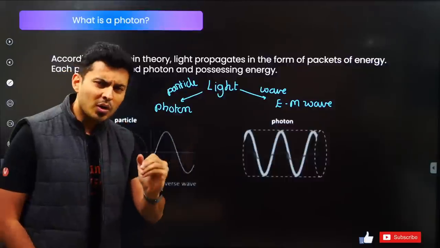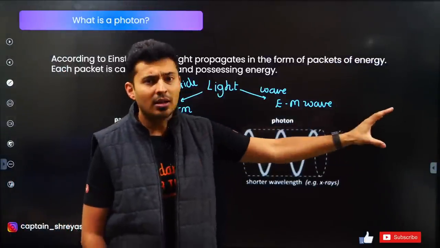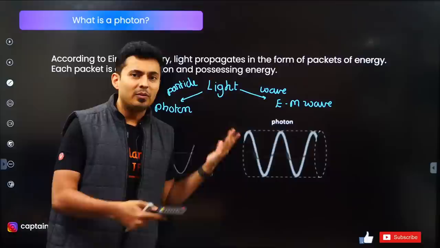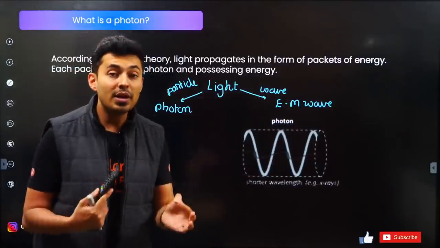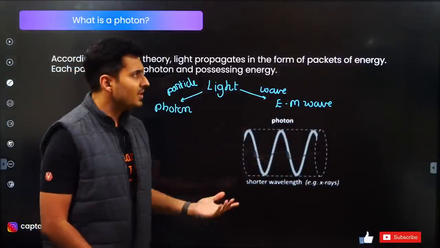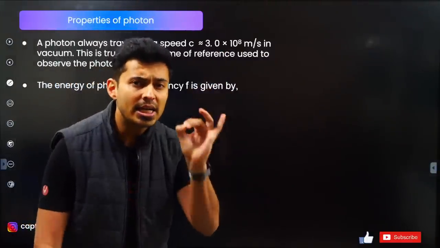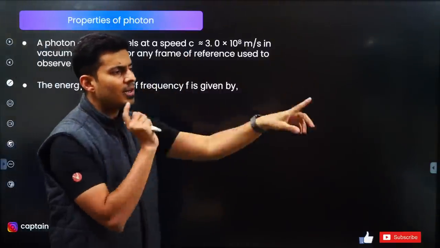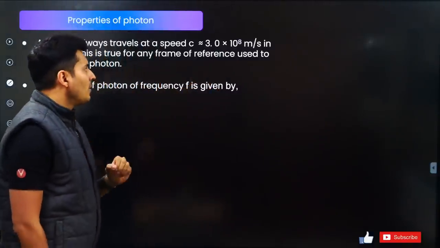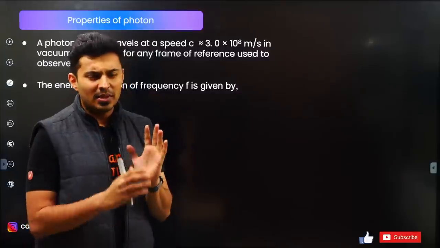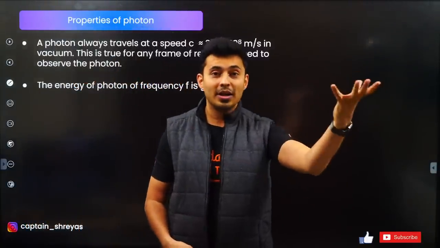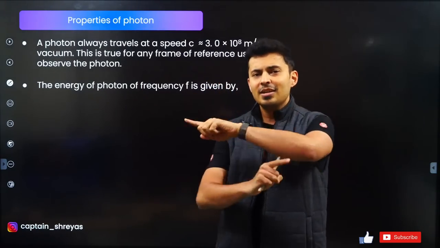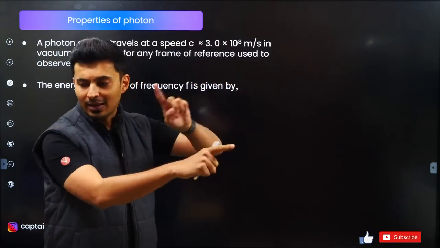That's what it is. Also, with what speed do these packets of energy travel? Obviously, it's light. It will travel at the speed of light only. And how fast is light? 3 lakh kilometers per second, which is 3 into 10 to the power 8 meters per second. That's the speed of light. These energy packets travel really fast. And it is independent of the frame, meaning whether you sit on Earth or on the boiling sun or on Jupiter or you are in a lift, you always see these packets traveling at the same speed. Very good.